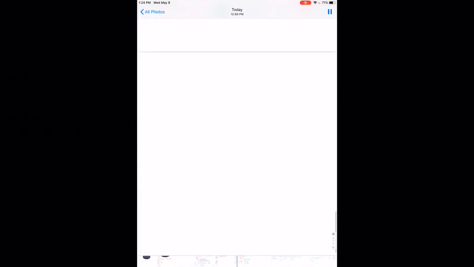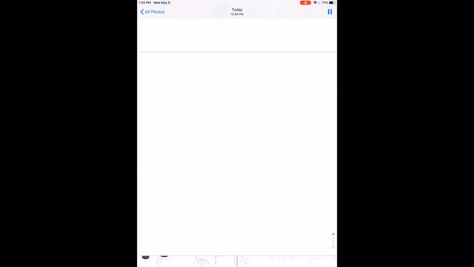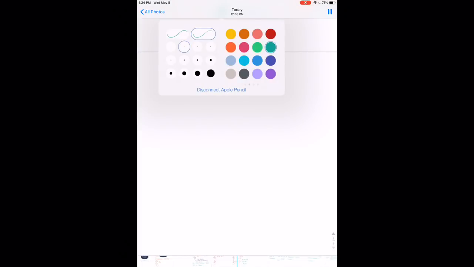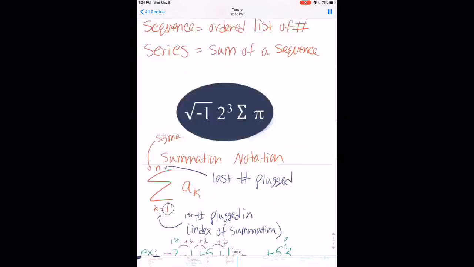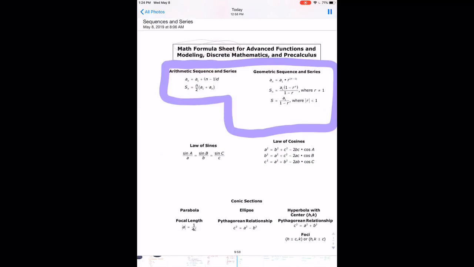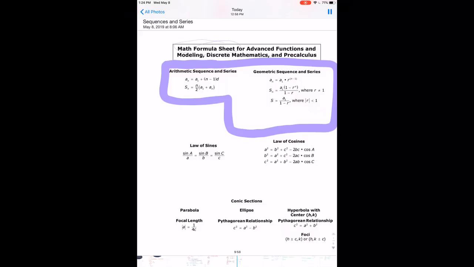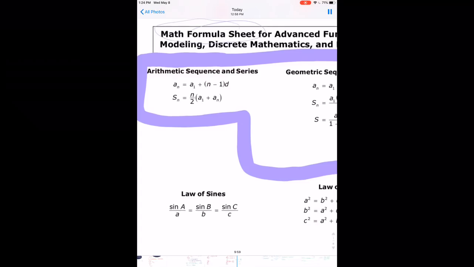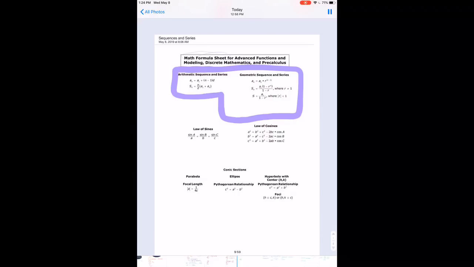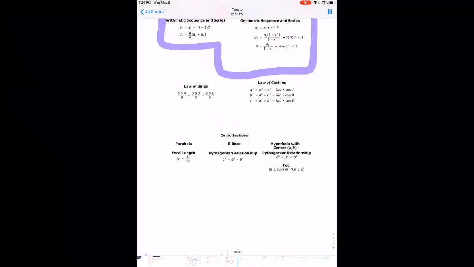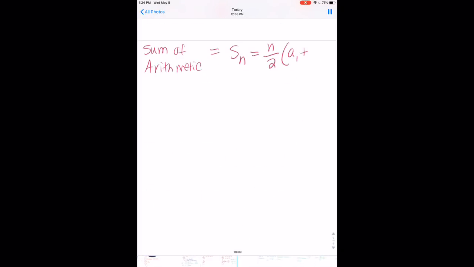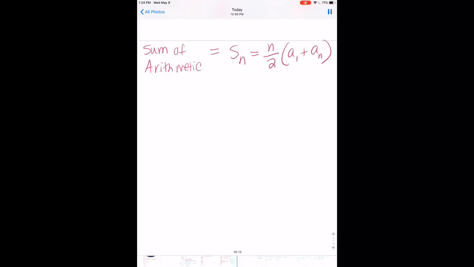All right, last little bit that we have to do is the sum formulas that you are actually given at the top for arithmetic and geometric. So we're going to do sum of arithmetic first. That's one of the formulas you're given right there. To the left, it's S sub n equals n over 2 times A sub 1 plus A sub n. So I just wrote it down right there. So that's the sum for an arithmetic.